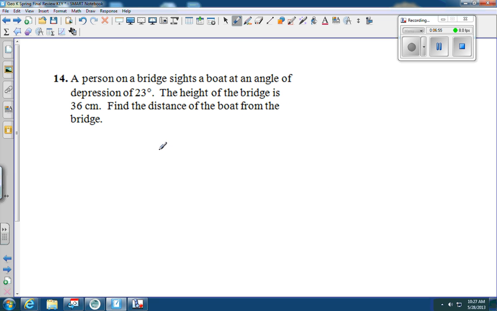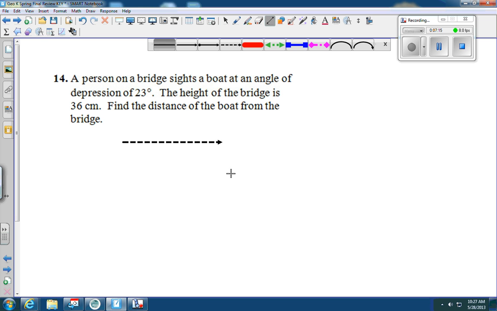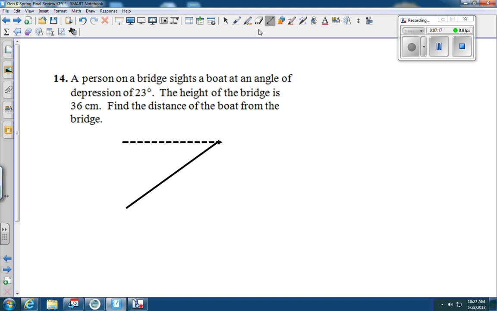All right, a person on a bridge sights a boat at an angle of depression of 23 degrees. So our person is up here. I'm just going to draw it like this, and sees a boat down here. So they're on a bridge and they look down and see a boat. So the angle of depression is 23 degrees, so this is 23.